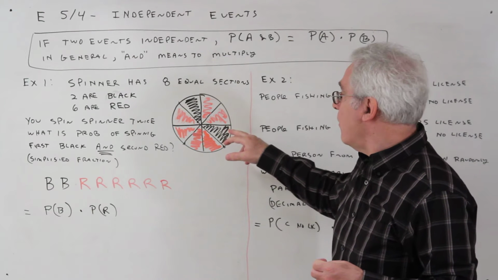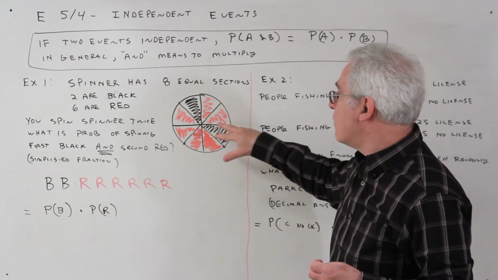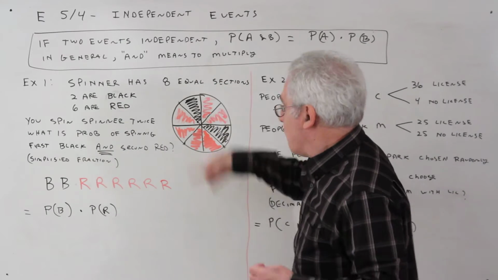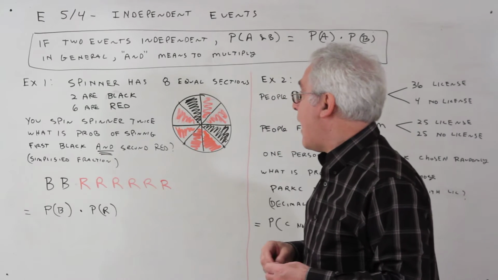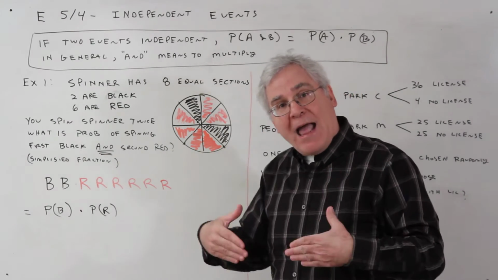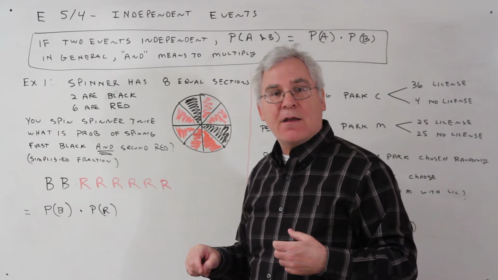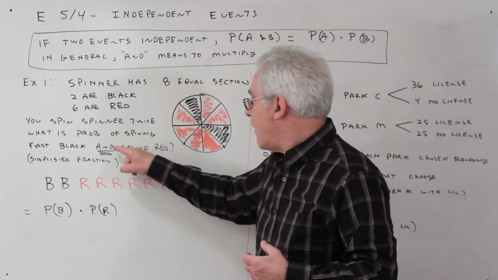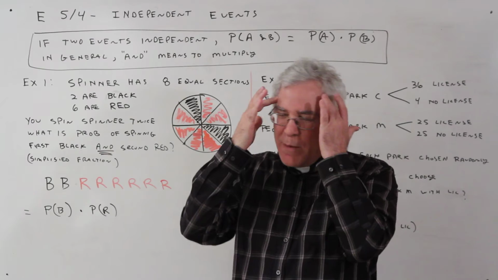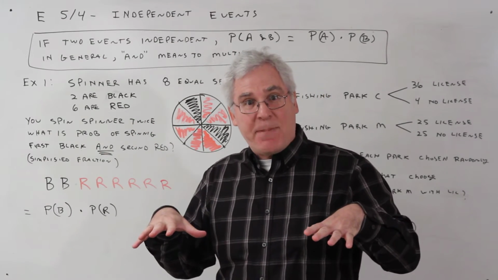Here we have a spinner. We've got 8 equal area sections, 2 of which are black and 6 of which are red. We're going to spin the spinner twice, and we want to find the probability of spinning first a black and then second a red, and we want a simplified fraction. Okay, so that word and means to multiply. If I spin the spinner once, it doesn't remember what happened before. It's still going to be the same probability, so this is independent.